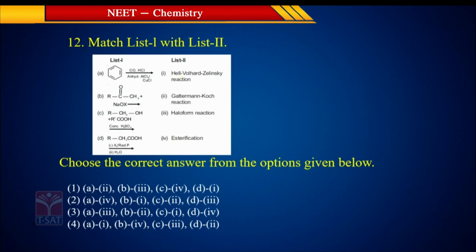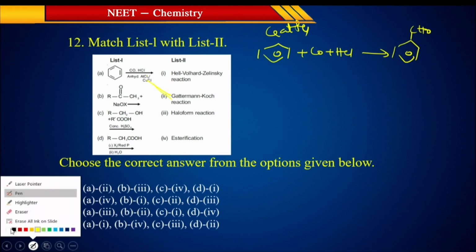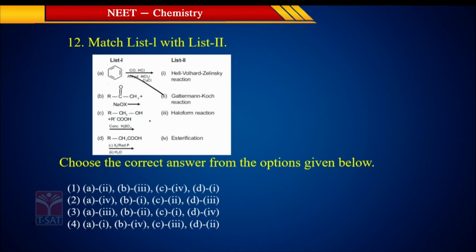Now the matching question. The first one is CO, HCl. You will get benzaldehyde from benzene. This is called the Gattermann reaction. So 1 matches with 2. And the second one is NaOH; this is the haloform reaction, so 2 matches with 3. The third one is esterification, formation of ester.